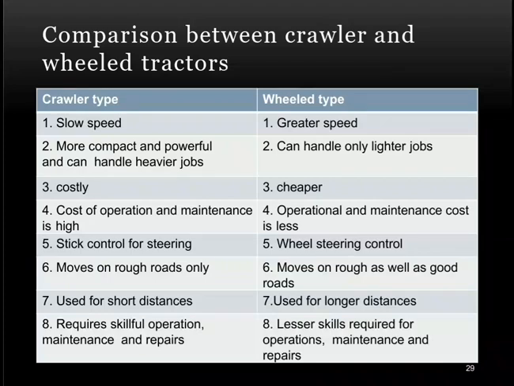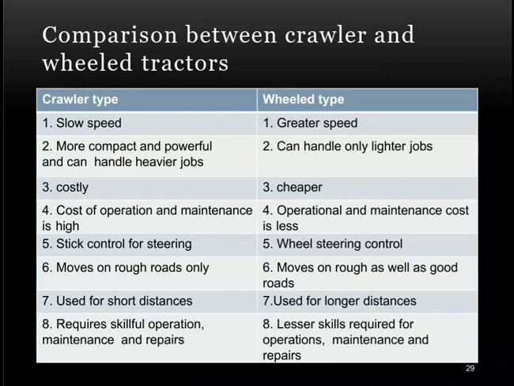So, comparison between traveler and wheel tractors. In traveler tractor speed is slow, whereas in wheel type it is greater. Traveler type is more compact and powerful and can handle heavier jobs, whereas wheel type can handle only lighter jobs. Traveler tractors are very costly, whereas wheel type are cheaper. In case of traveler tractor, cost of operation and maintenance is high, whereas in case of wheel type, maintenance cost and operational cost is less.